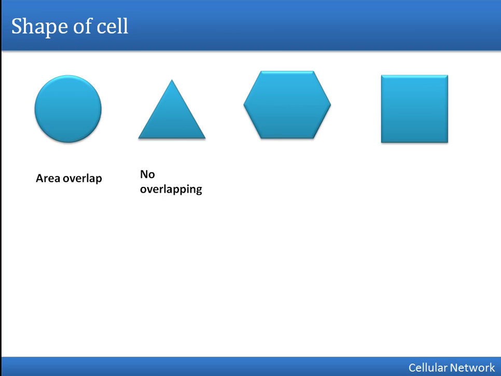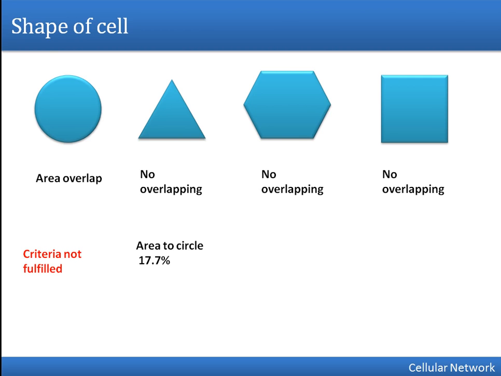In case of triangle, there won't be any overlapping. Hexagonal, no overlapping. Square, no overlapping. So now we are left with three options. Now all these three are geometric shapes, so the second criteria is also fulfilled.